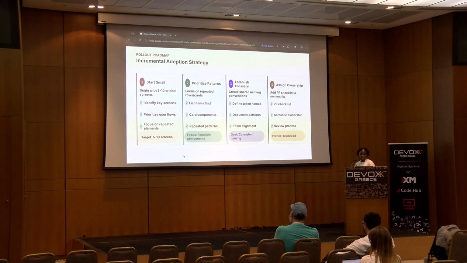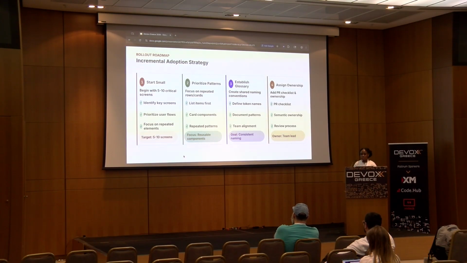So, incremental adoption strategy. To start small, you can begin with the 5 to 10 critical screens. So maybe like checkout flow or anything like that that prohibits the user from committing some type of action. You want to identify those key screens, prioritize that flow, and focus on repeated elements. So maybe, like I said, rows, lists, cards, anything that has the same type of structure multiple times on your screen. Prioritize patterns focused on repeated rows, cards, reusable components.